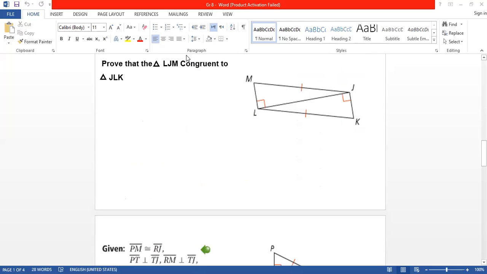Prove that triangle LJM is congruent to triangle JLK. Let's write the three conditions. Number one, we have JM is congruent to what? JM is congruent to KL.